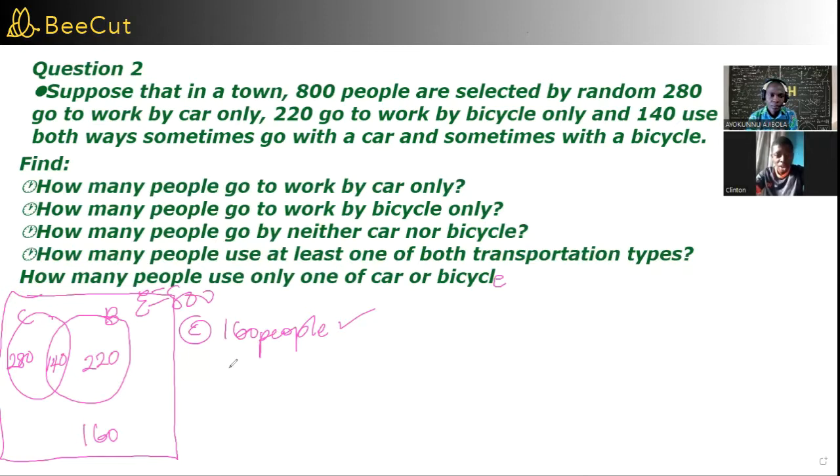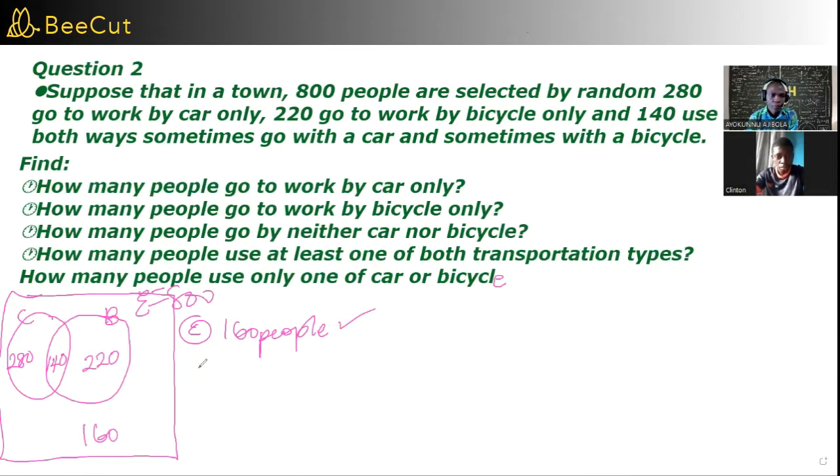Possibly that they use car and bicycle. If you say at most just one, that means we are looking for those who use only cars and those who use only bicycle. They did not use the two. You understand? They did not use the two.